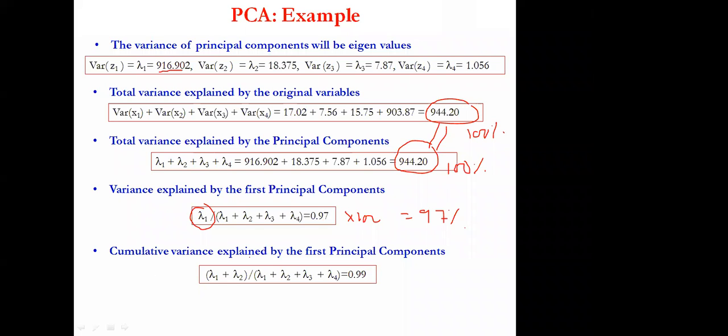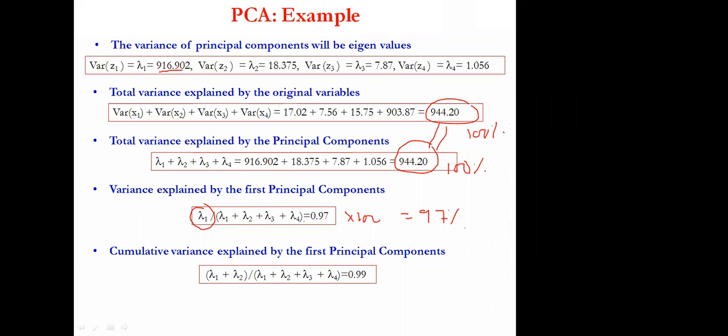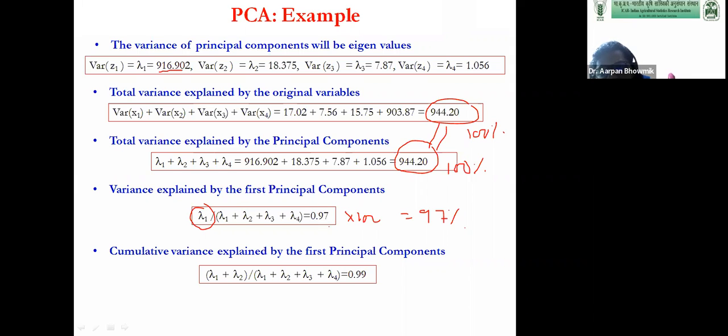Okay. So the variance explained by the first principal component is the variance of the principal component divided by total variance, and you can see it is 0.97. So that means 97% variation in the data structure is alone explained by the first principal component. So there is no need to consider all other principal components. It is sufficient. There are 4 variables and we are getting 4 PCs, but only 1 PC alone is explaining 97% variation in the data. So that is sufficient. Okay.